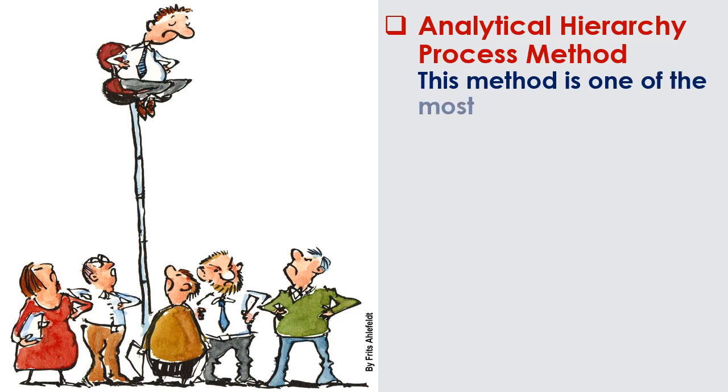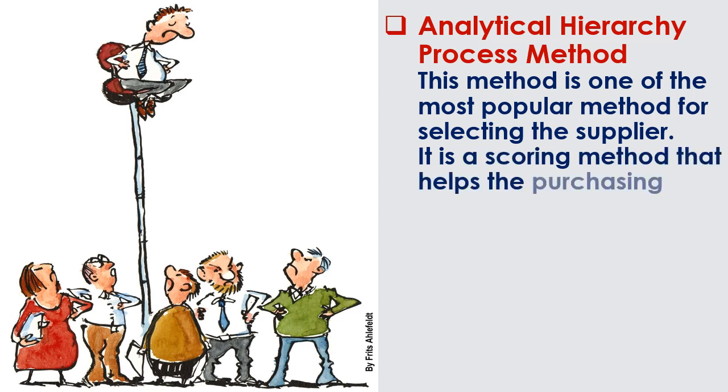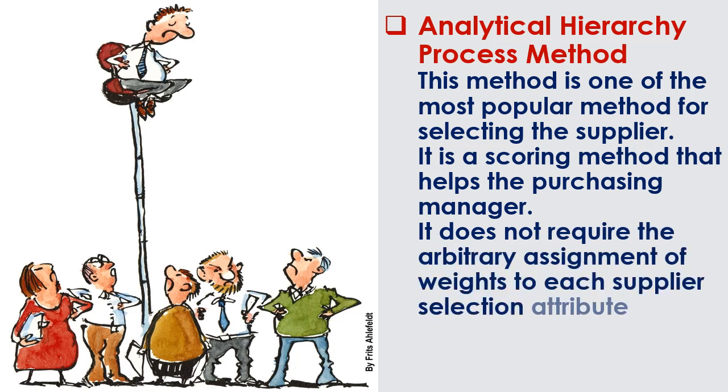Analytical hierarchy process method. This method is one of the most popular methods for selecting the supplier. It is a scoring method that helps the purchasing manager. It does not require the arbitrary assignment of weights to each supplier selection attribute.